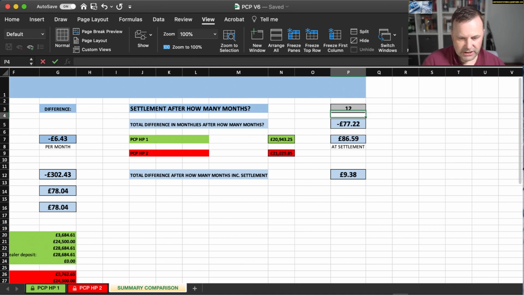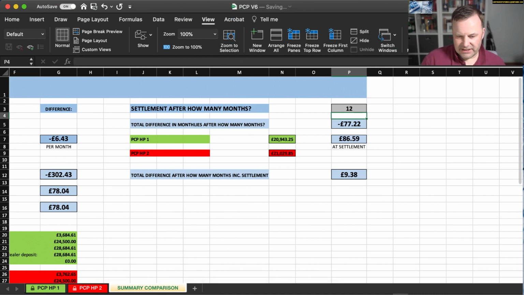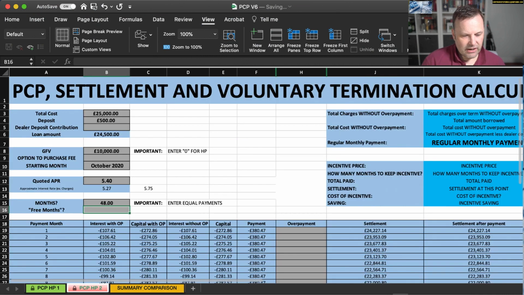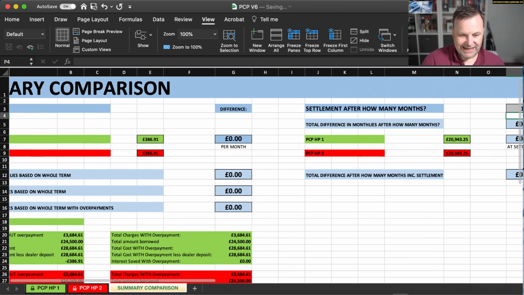So after a year, look, you can see, yes, it's going to cost us £77 less in monthly payments, but it's going to cost us £86 more to settle. £9.38 difference. Obviously, there's not much of a difference here because everything is the same apart from the term. But, you know, you could easily go in and go, well, actually, I'm going to make the term the same. So, obviously, absolutely no difference on anything.